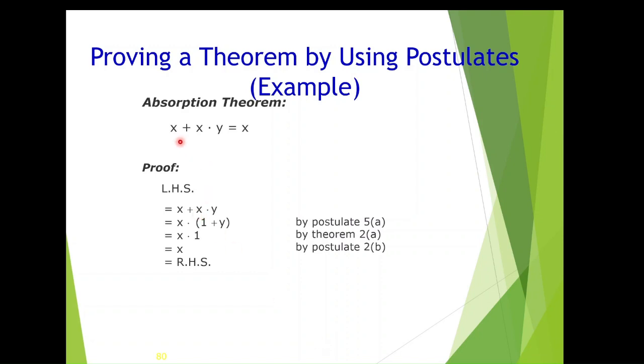Just one proof let us do. X plus x dot y equal to x. So how to prove this is just x you can take common outside, that is x dot (1 plus y), that is the distributive law. Then 1 plus anything is 1, so 1 plus y is 1. Then x dot 1 is x. That's how we are getting the value as x.